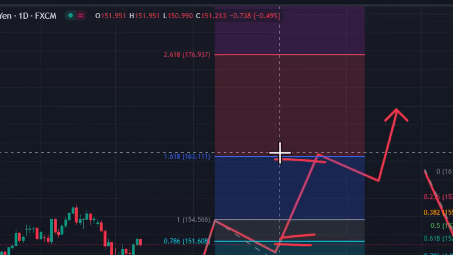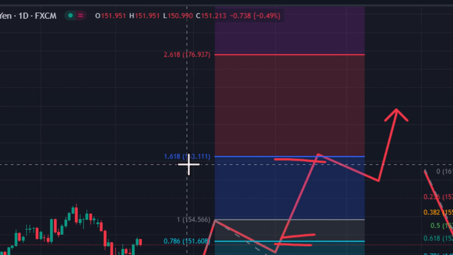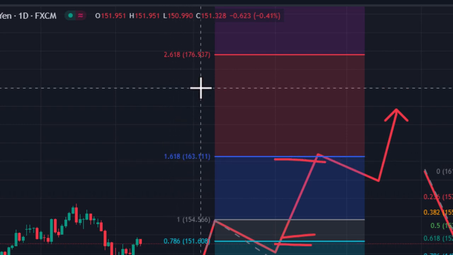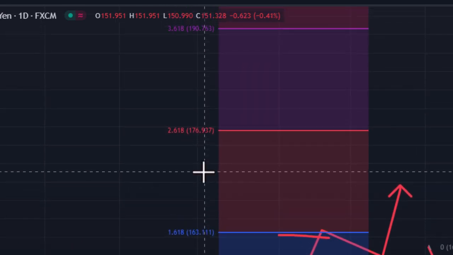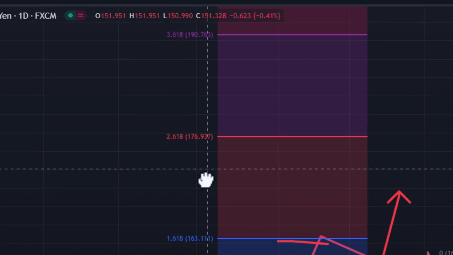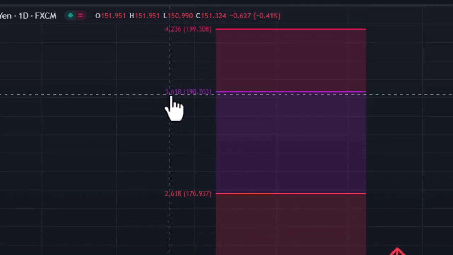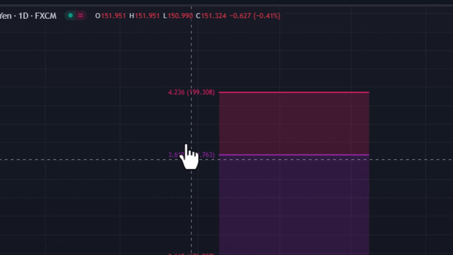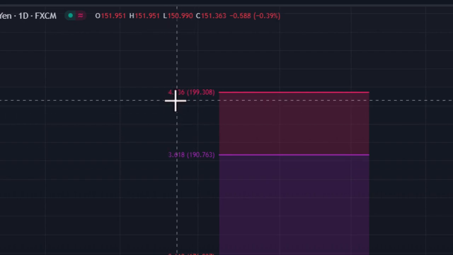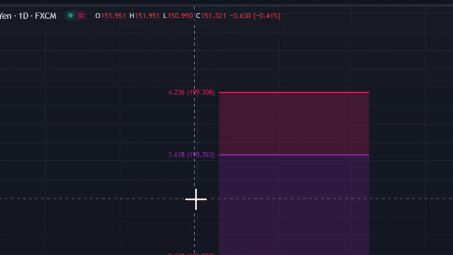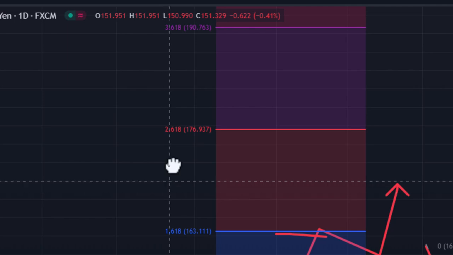So the first profit target is the 1.618 level at this very point. The second profit target is the 2.618. The third profit target is the 3.618, and the fourth profit target is the 4.236. Okay, these are the different targets of the Fib extension tool, and this is very important.